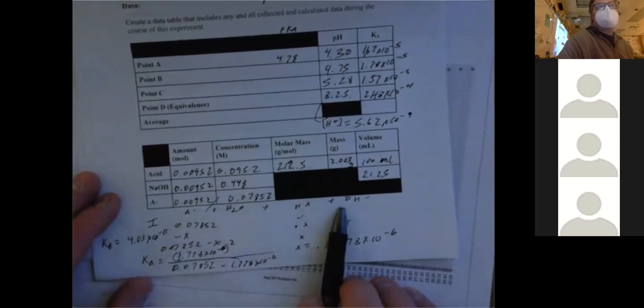The other trick here is we've got to use the KB for this, because that conjugate base is going to form hydroxide ion. All right. That means we're solving for the KB.